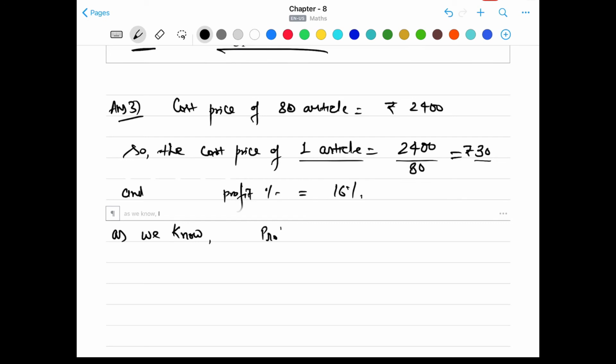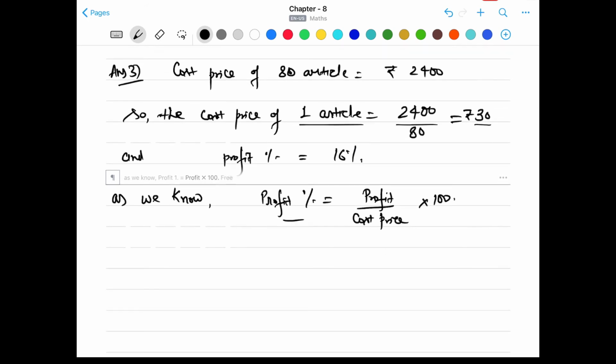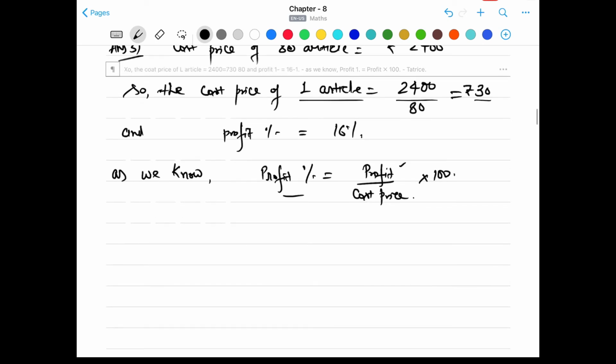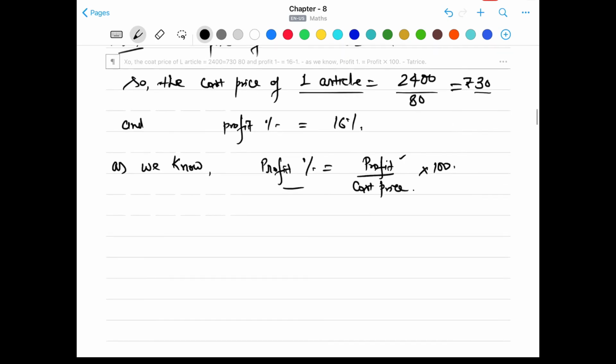As we know, profit percent is given by profit divided by cost price into 100. So from here, for the profit percentage we have 16, the cost price we have, and we have to calculate the profit. Now put the values in the formula: profit percentage is 16, profit we have to calculate, and cost price we have, which is 30 rupees, multiplied by 100.